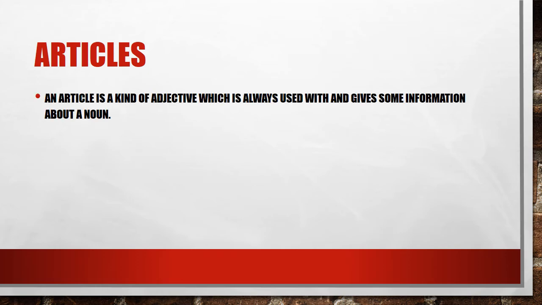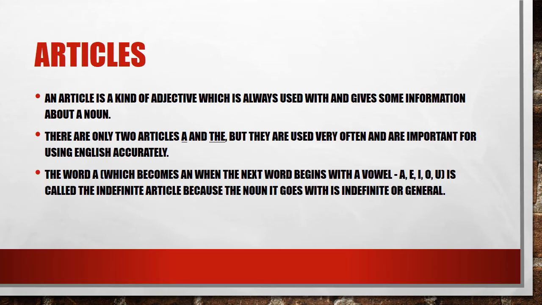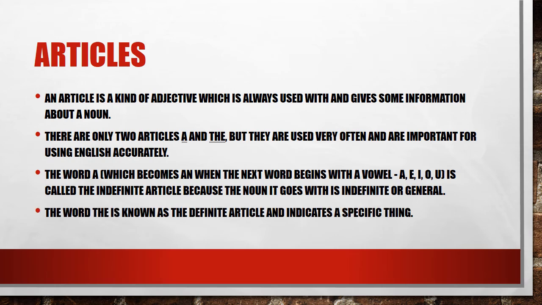Articles. An article is a kind of adjective which is always used with and gives some information about a particular noun. There are only two articles, a and the, but they are used very often and are important for using English accurately. The word a, which becomes an when the next word begins with a vowel, A-E-I-O-U, sometimes Y, is called the indefinite article because the noun it goes with is indefinite or general.